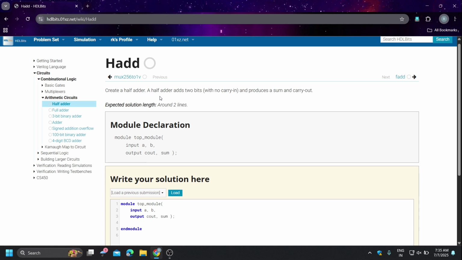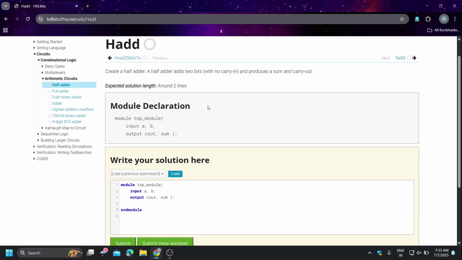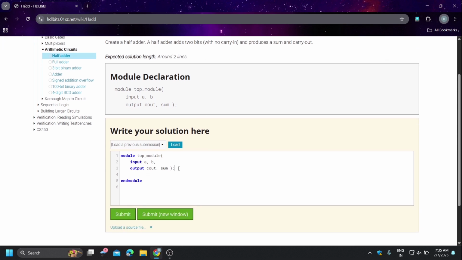Create a half adder. A half adder adds 2 bits with no carry in and produces sum and carry out. In the half adder we have two inputs, let's say A and B, and we don't have any carry in. And we have two outputs, sum and carry. So we need to write code for that half adder. We are going to use data flow modeling, so that's why I am writing assign.